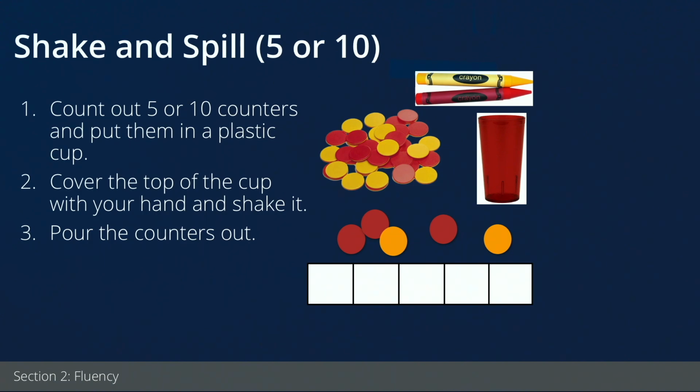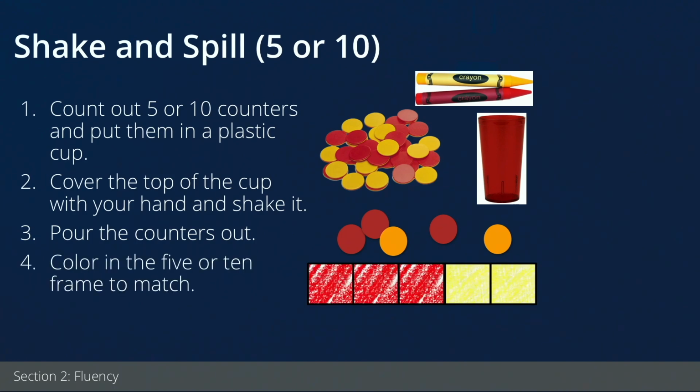So I can see of those 5 counters, I have 3 red and 2 yellow. So then maybe I color my 5 frame, 3 red, 2 yellow, and I could also write an equation to show what I see. I can see that 3 and 2 is 5, or 5 can be made of 3 and 2.